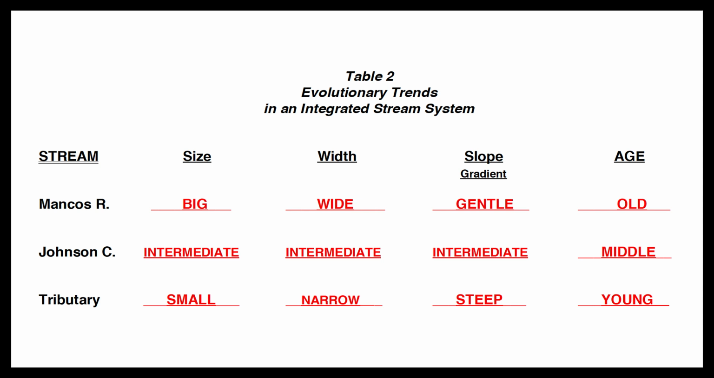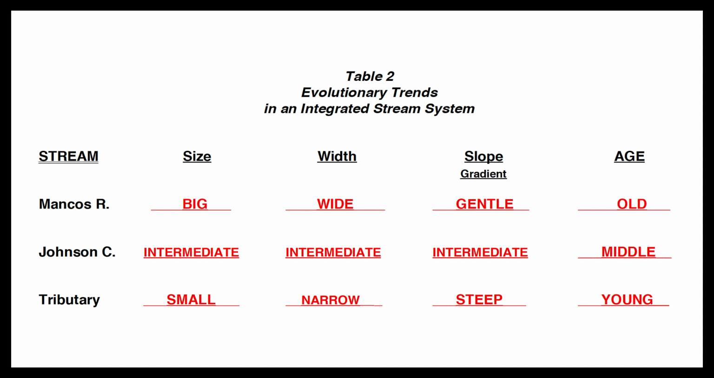In terms of width, Mancos River is wide. Johnson Canyon is intermediate, and the tributary is narrow. As far as the slope gradient, the Mancos River has a relatively gentle slope gradient. The Johnson Canyon slope gradient is intermediate, and then the tributary slope gradient is steep. Now remember, slope gradient isn't about the steepness of the sides of the canyon, but changes in elevation along the length of the stream. Slope gradient is seen visually when we look at a long profile.